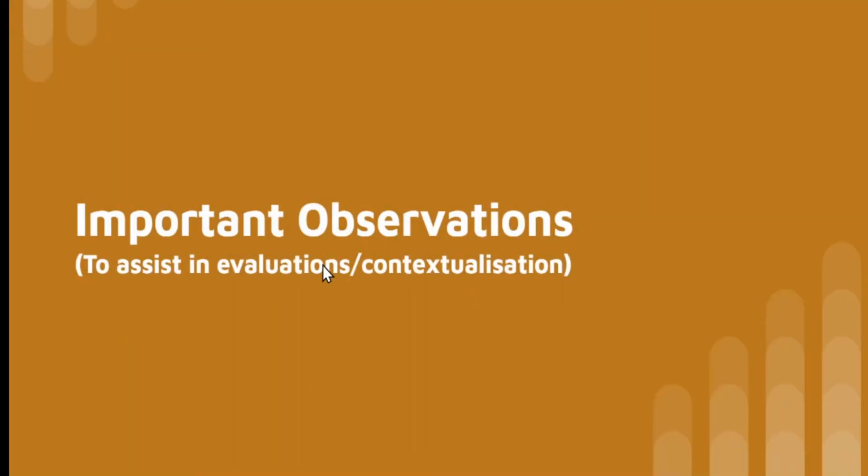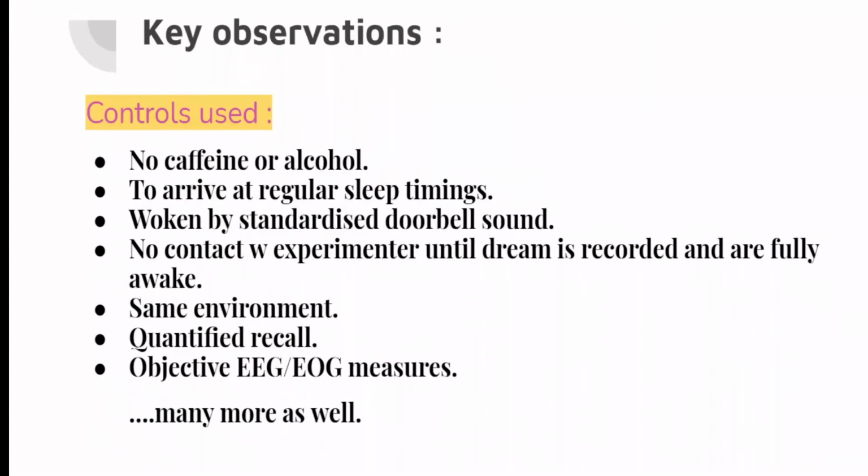Now, there are some important observations next that might assist you when you are doing your evaluations or when you want to contextualize your answer to be specific to the DEMENT and KLEITMAN study. So these are the controls that we observed. These aren't all of them. Anything that you can think of that either removed an extraneous variable from our study, made it more accurate, reliable, valid, or just overall better, that might be a control. These are the ones that I find best to recall.